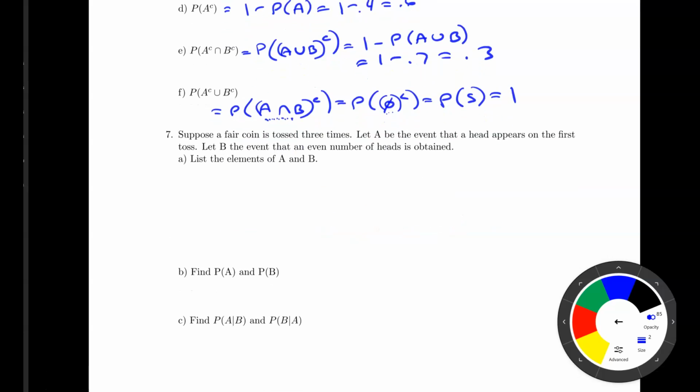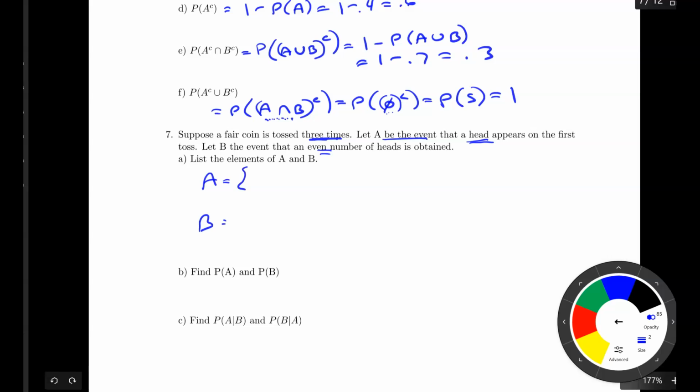All right, so here's a new problem I tossed in just for fun. So suppose we have a fair coin that's tossed 3 times. So let A be the event that a head appears on the first time, and B be the event that I have an even number of heads. So let's write out what A and B can be. So if you want, you can turn the video off and try to figure it out.